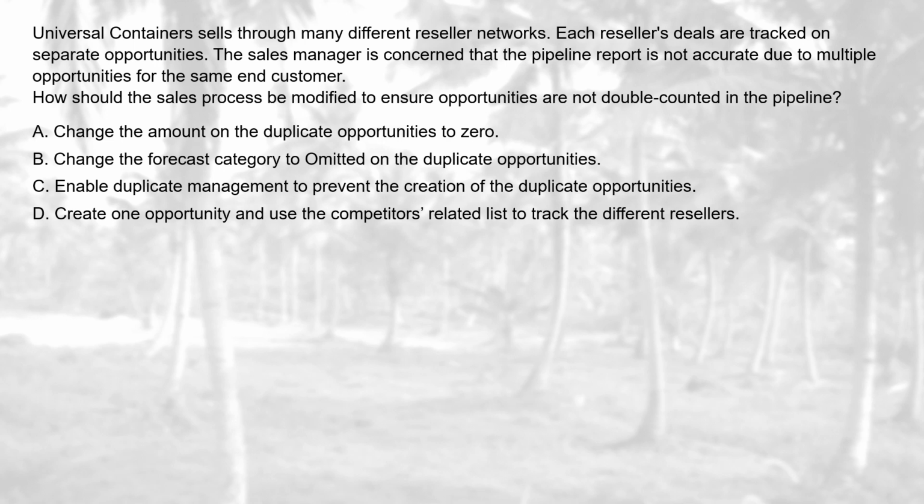So we have A, change the amount on the duplicate opportunities to 0. Changing the amount to 0 would not help omit duplicate opportunities at all. So that is not an answer. Now B, change the forecast category to omit the duplicate opportunities. Absolutely. A forecast category is a category within the sales cycle to which an opportunity is assigned based on the opportunity stages. So if you omit that, then that fixes the problem that the sales manager has asked you to fix. But let's see what else we are given.